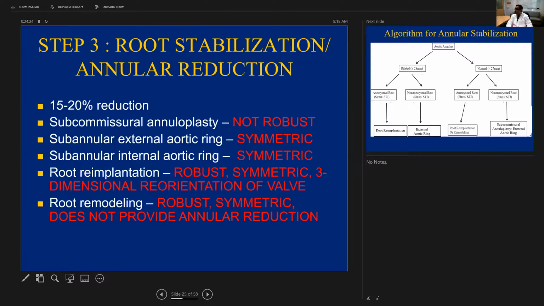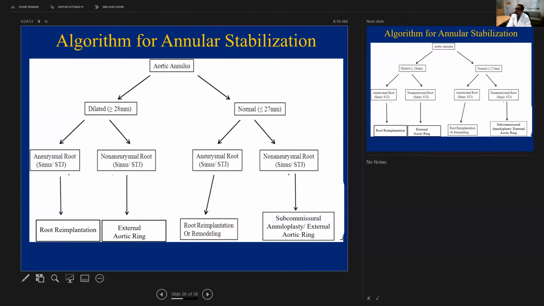So one is subcommissural annuloplasty, where you put sutures underneath the interleaflet triangle, underneath the commissures, to reduce the annulus. You can employ an external aortic ring around the entire annulus. You can do an internal aortic ring. The other, more robust but more complex, root stabilization and reduction techniques are root reimplantation and root remodeling. Each one has its benefits, pluses and minuses, so we'll go through those briefly.